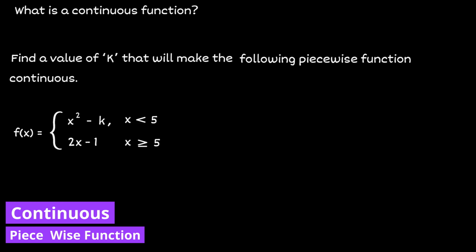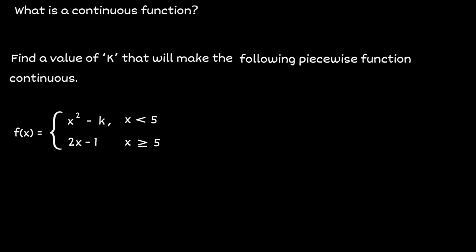Welcome. Today, we're going to talk about how we can create a continuous piecewise function. We can say that a function is continuous if the function has neither a hole nor a gap in its graph. So let's take a look at the following piecewise functions, and let's think of ways to make sure that there is no hole or gap in its graph.